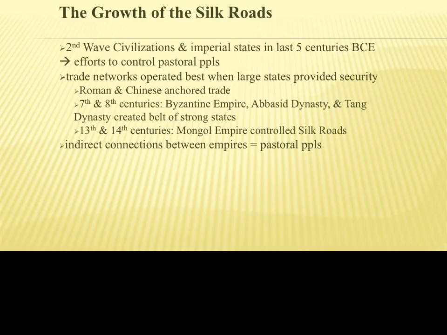And in the 13th and 14th centuries, the 1200s and 1300s, the Mongol Empire controlled almost the entirety of the Silk Roads. And what happened was an indirect connection between those empires, and that was through the pastoral peoples. They were kind of in the middle.